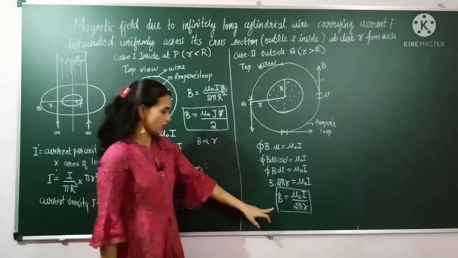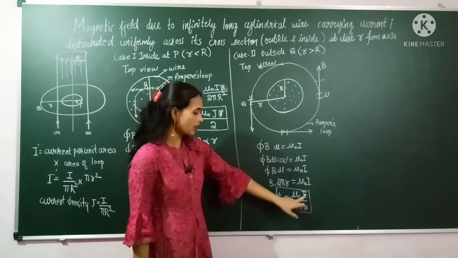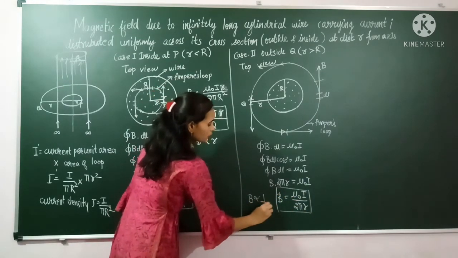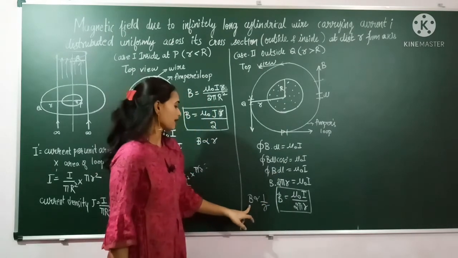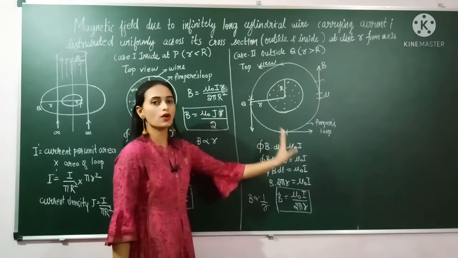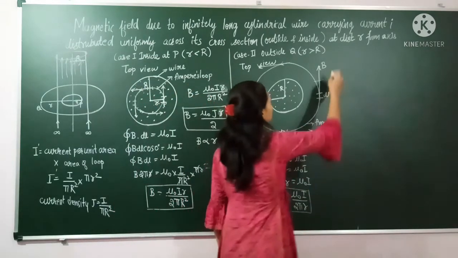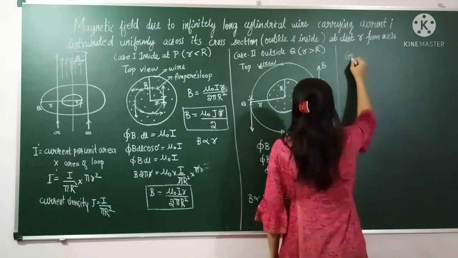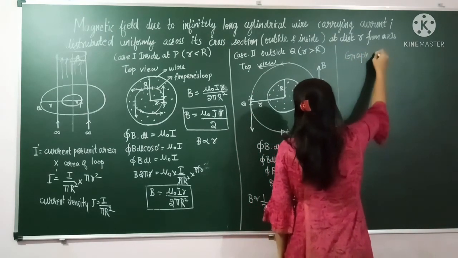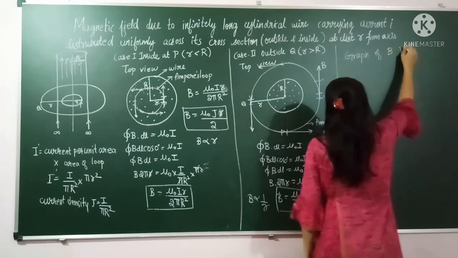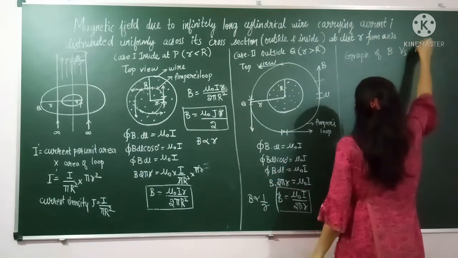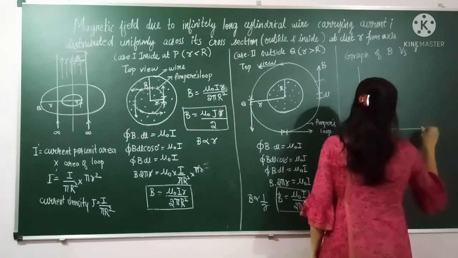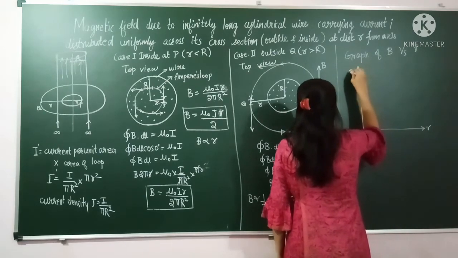So in this case you see here, mu naught by 2 pi is constant, I is constant, only r is varying. So this B value is inversely proportional to r. Means this is the relation of magnetic field and r outside, at the point Q. So next we will take the graph of magnetic field versus distance, then you can easily understand. So graph of magnetic field versus r. One side we will plot the magnetic field and the other side we will plot the r. This is the magnetic field.